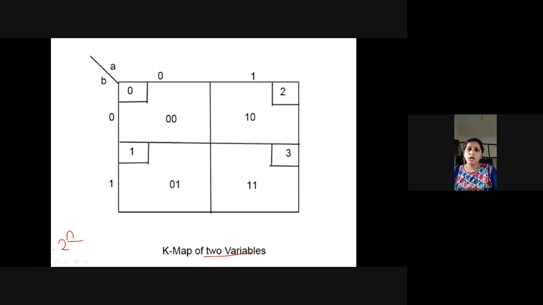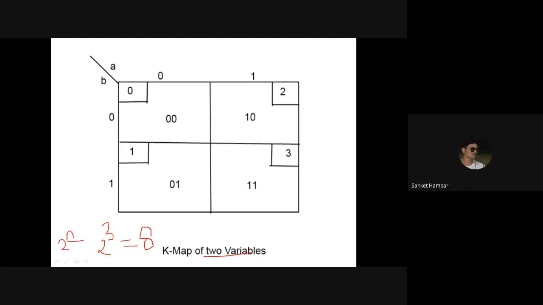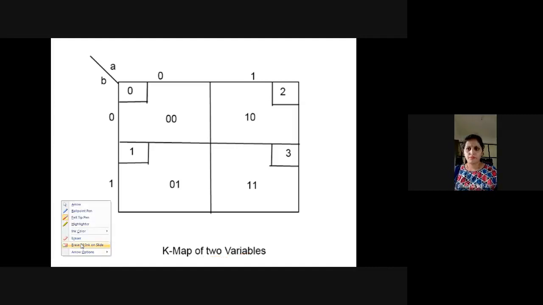Now I say that you have to draw a K-map for a function of 3 variables. Then here it will be 2 power 3. Then how many cells will it have? 8. It will have 8 cells. Understood now?